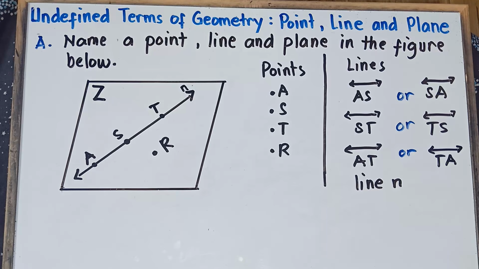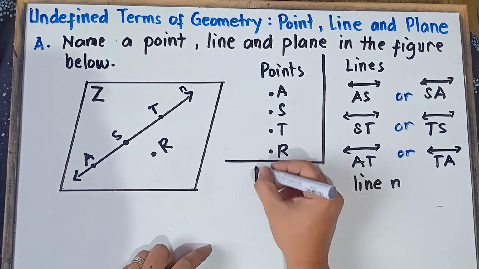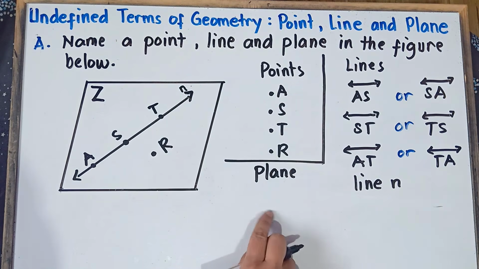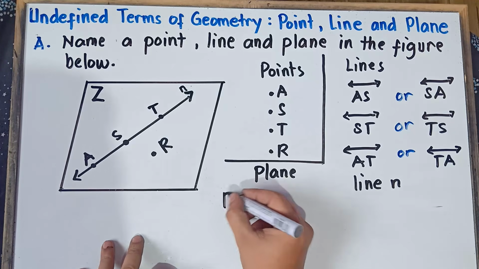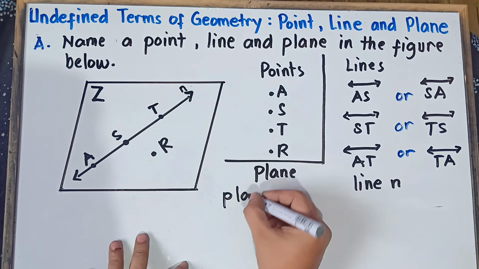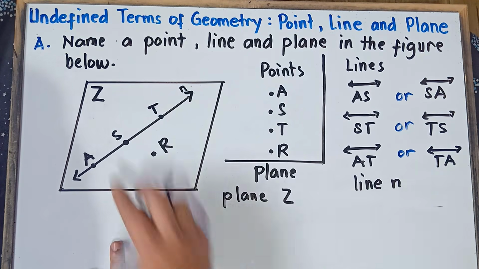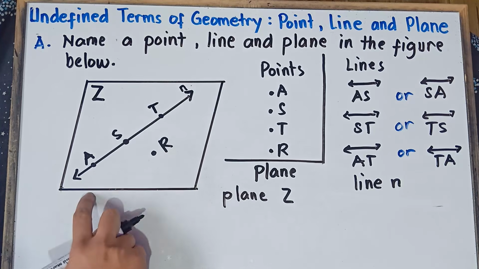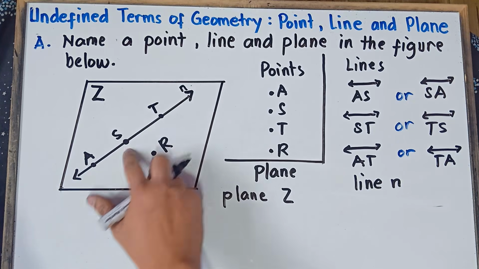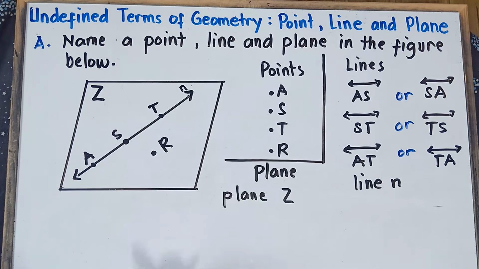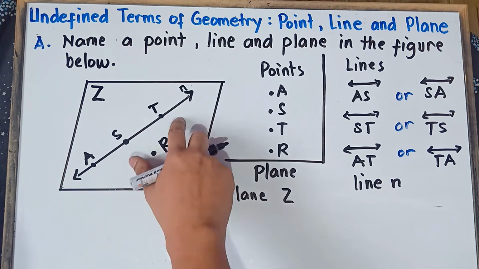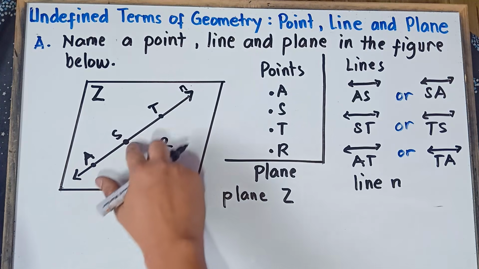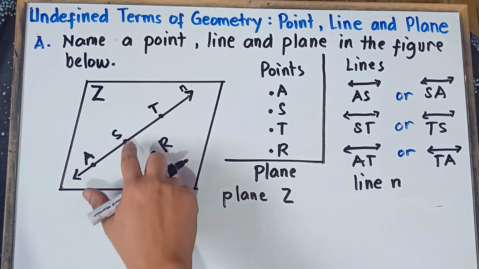Alright, so let's proceed with regards to the plane. So we have points, lines, and then plane. So plane, we have plane Z. So we can read this one as plane Z, capital Z. And then, once again, using three non-collinear points, A, S, and T are collinear points because A, S, T lie on the same straight line. So, therefore, we cannot use A, S, T. So it should be A, S, and then R.